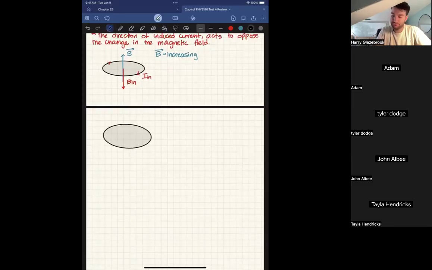We have another loop. Same direction for our external magnetic field. But now I say that that external magnetic field is decreasing. So it's getting lower and lower and lower. And since Lenz's law says our induced magnetic field needs to oppose that change, we want to increase it. In order to increase this external magnetic field, we need to place our induced magnetic field in the same direction. So this is B induced.